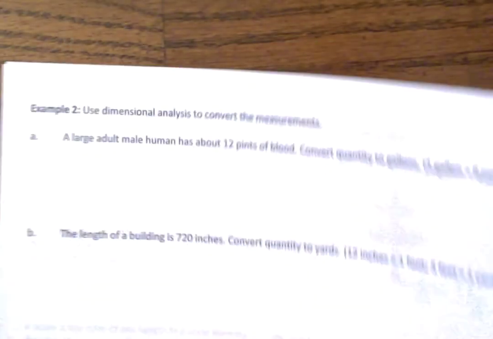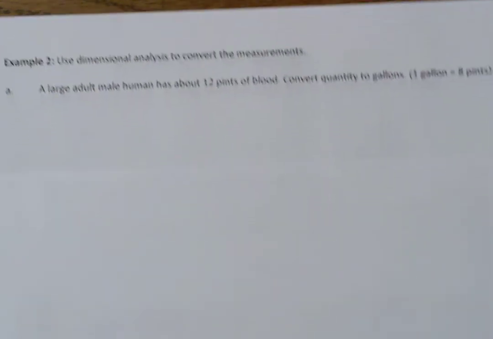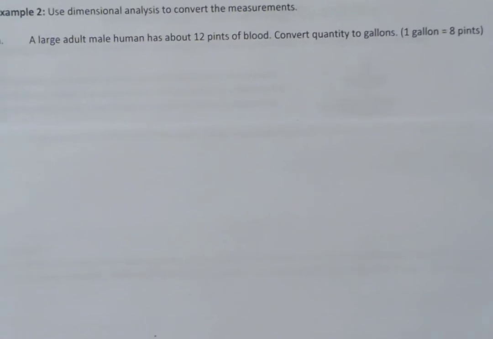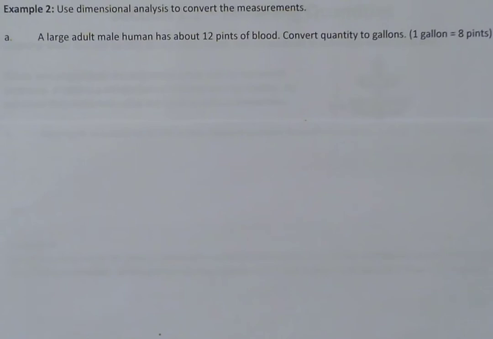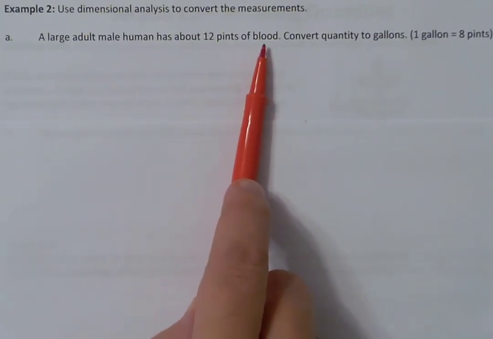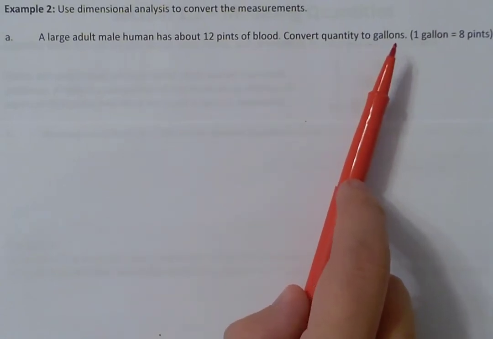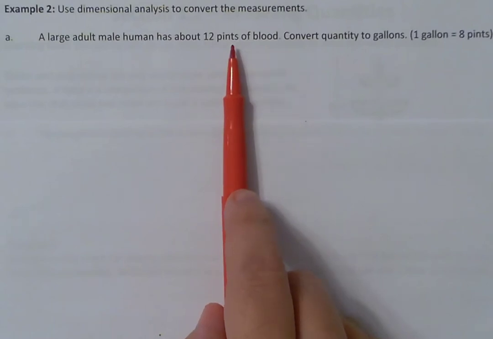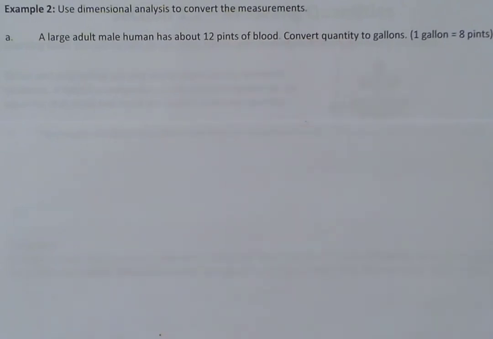Example 2 is going to ask us to use dimensional analysis to convert the measurements. So if we look at example 2a, it talks about a large adult male human having about 12 pints of blood. It wants us to convert the quantity to gallons. So on average, a large adult male has about 12 pints of blood, and we want to go through and convert that to gallons.